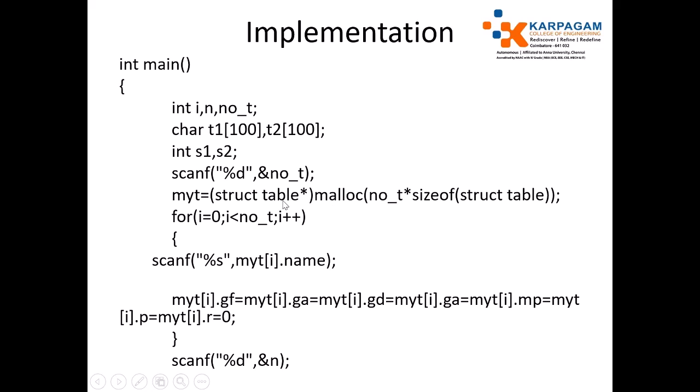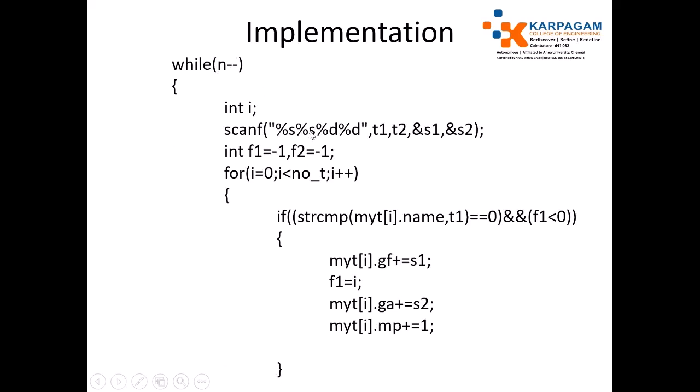It is a football league format. So I use typecasting here. It returns the starting address of the structure, in which you are storing the data. Next, just get the team name and set the goals for, goals against, goal difference, and other details to 0. Okay. Next, get the number of matches played by using a scanf statement.